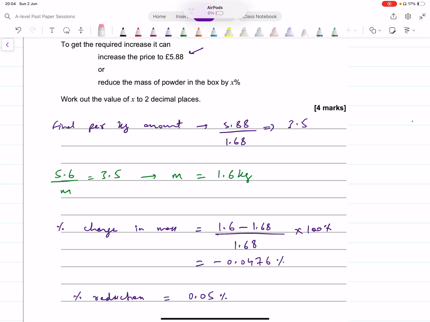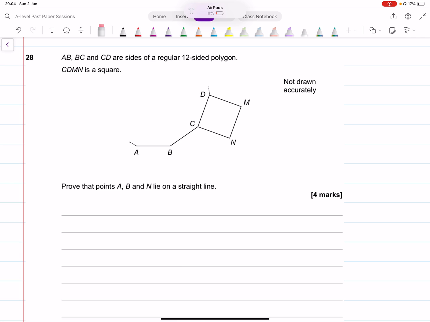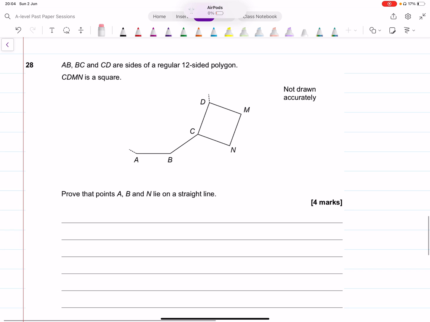Okay, I hope that makes sense. Let's move on to the next one now. Question number 28 from this paper. So this was question number 20. Now let's do the last one from this paper. That is question number 28.